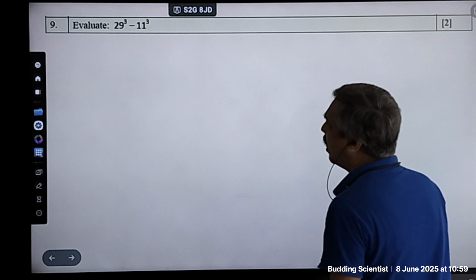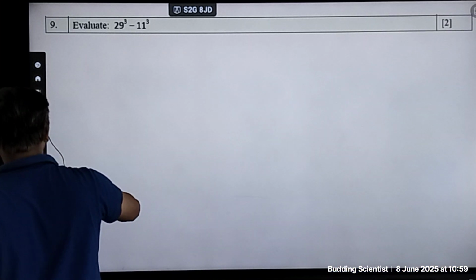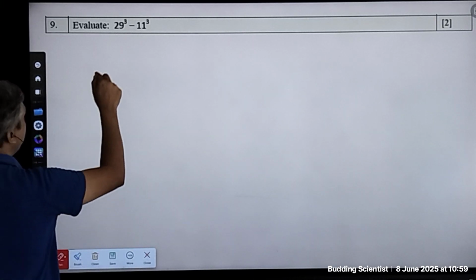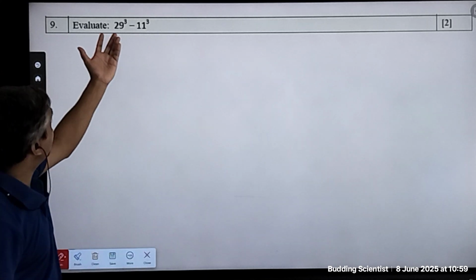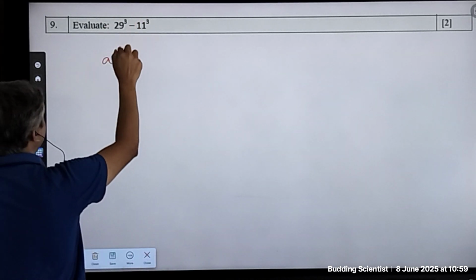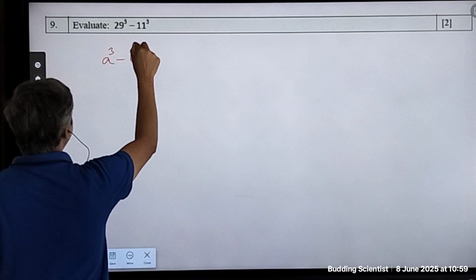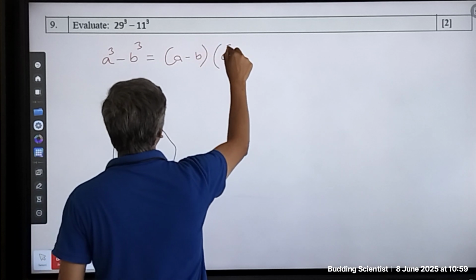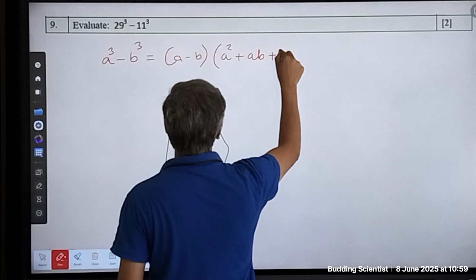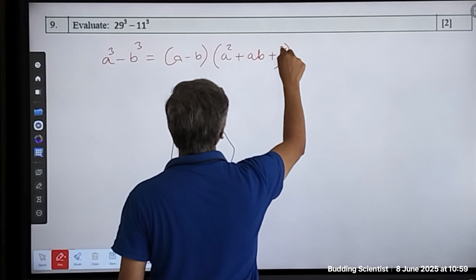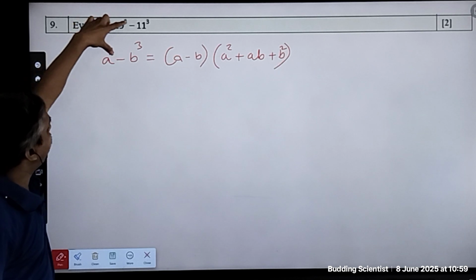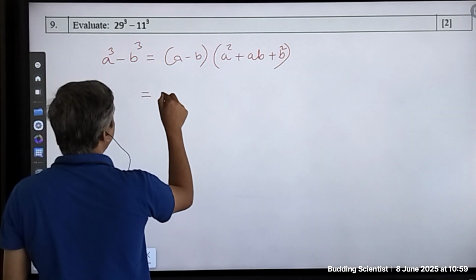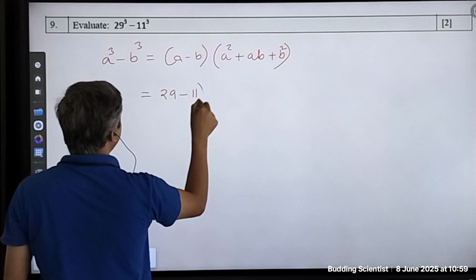Next question. Evaluate the value of 29 cube minus 11 cube. Sorry, 29 cube minus 11 cube. So we have a cube minus b cube. The formula is a minus b into the second bracket a square plus ab plus b square. We will now equate this. So we'll say a is equal to 29 and b is equal to 11. So we just solve this. This is equal to 29 minus 11.